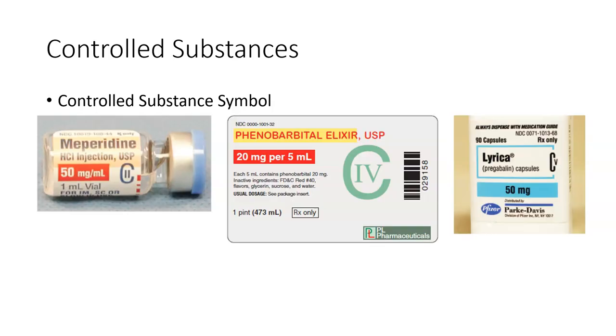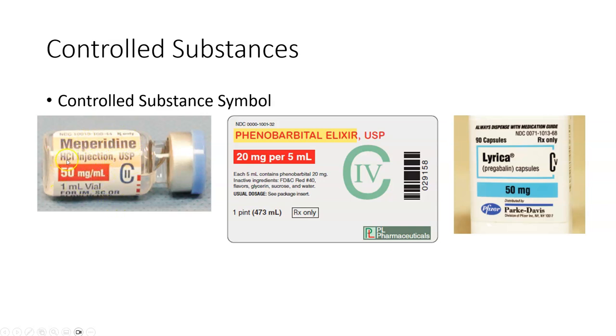Now let's look at these. On every package of a controlled substance, it has to have the controlled substance symbol. That's a C for controlled substance, with a Roman numeral inside that tells you what schedule it is. Here we've got meperidine. This is the generic name. See, it's only got one name on the bottle. The hydrochloride, we're not really worried about. That's just part of the salt. Meperidine, the brand name for that is Demerol.